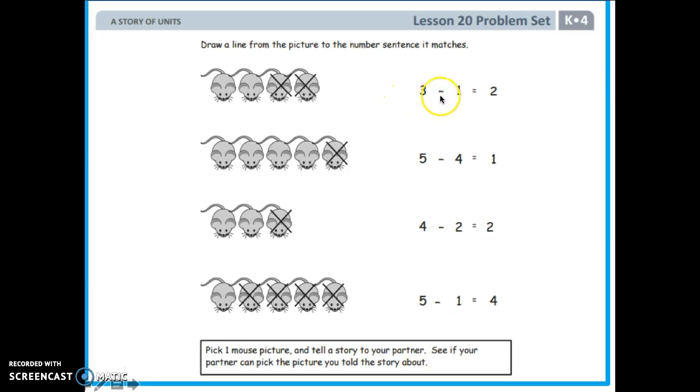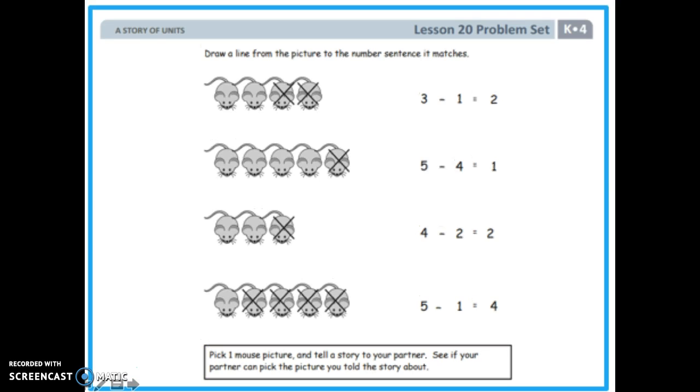I need 4, take away 2. This says 3, take away 1. 5, take away 4. This one says 4, take away 2. Let's see. 4, take away 1, 2. 4 take away 2 equals 2. That matches. So now what I'm going to do is I'm going to draw a line to that matching sentence. I'm going to keep going until I have matched all of these to their number sentences.